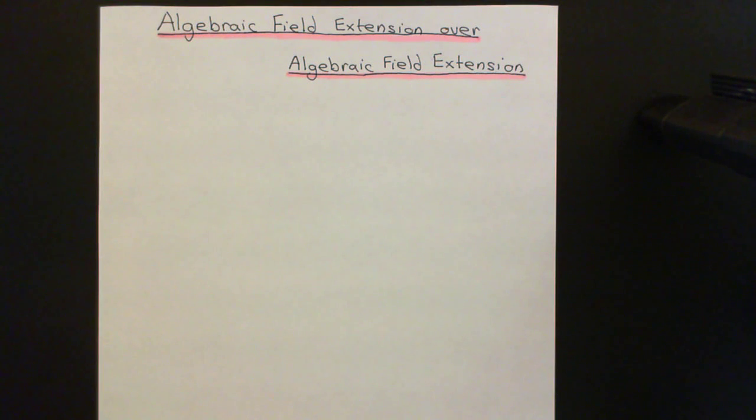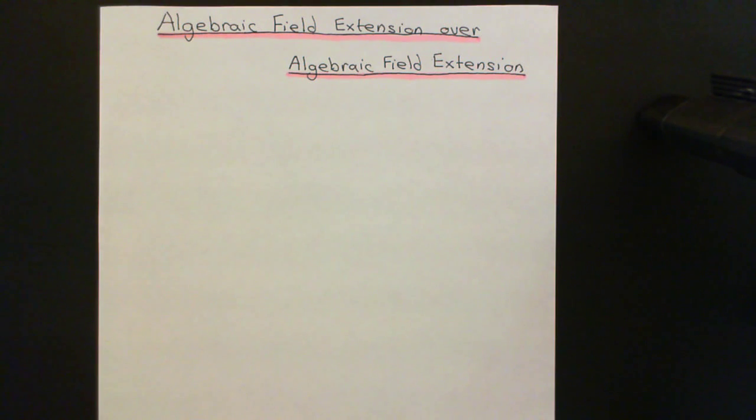In this video, what we're going to consider is a theorem regarding having an algebraic field extension over another field that is already an algebraic field extension of an even smaller field. And what we're going to be able to conclude is that the overall field extension from the largest field to the smallest field is also going to be an algebraic field extension. That's the main thing that we want to prove in this video.